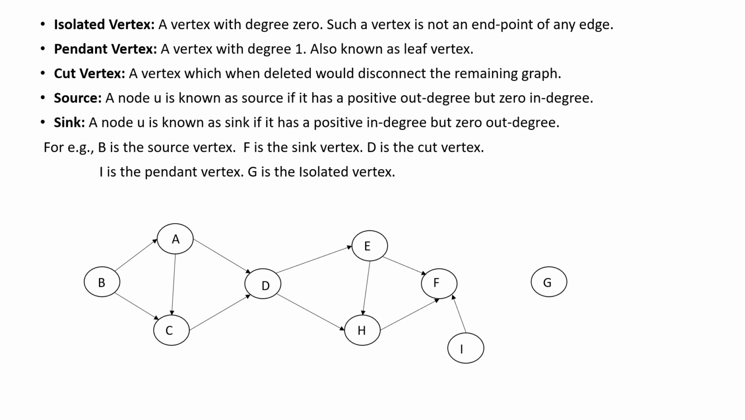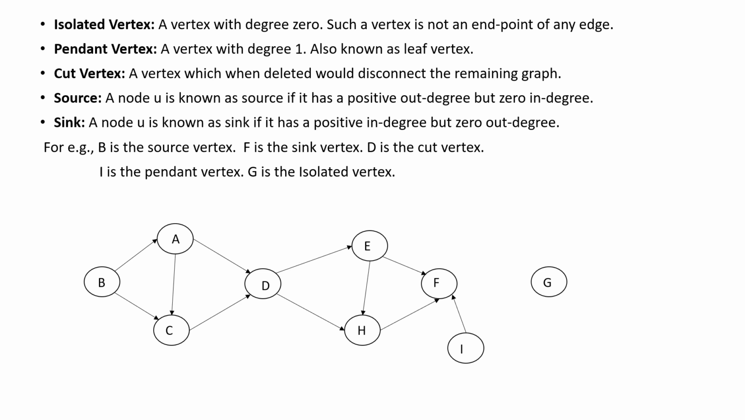Second one is pendant vertex. A pendant vertex is a vertex with degree 1. It is also known as the leaf vertex. So in the graph shown below, I is the pendant vertex because the degree of node I is 1, because there is a single edge originating from node I. So therefore the degree of node I is 1 and it's a pendant vertex. The third one is cut vertex.